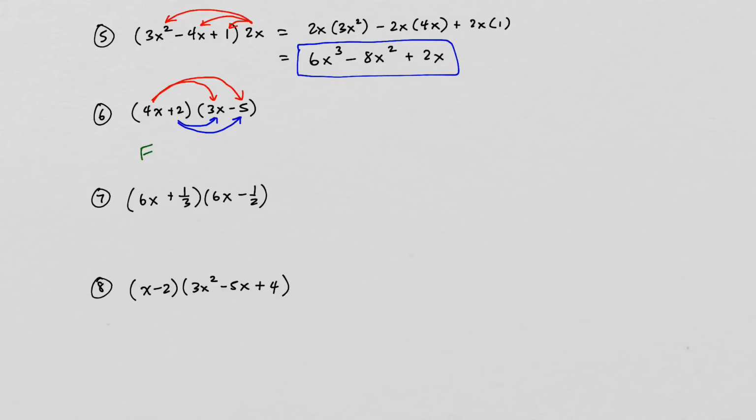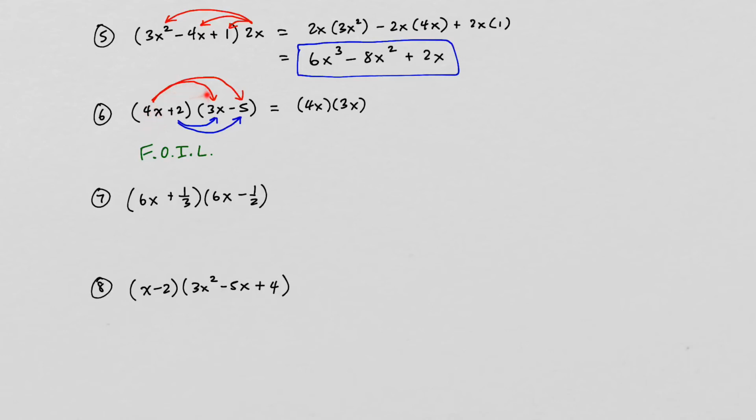And sometimes this procedure is referred to as the FOIL process. FOIL is an acronym. F stands for first, meaning that we're multiplying the first terms together. O stands for outside, meaning that we're multiplying the outside terms together. I stands for inside, so we're multiplying the inside terms together. And L stands for last, which means we're multiplying the last terms together. You don't need to think of this in terms of FOIL. All you have to do is make sure every term of the first polynomial multiplies to every term of the second. And so what we have here is 4x multiplied by 3x.